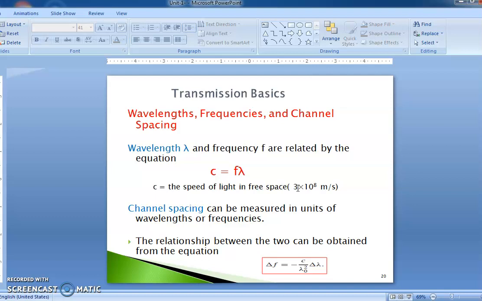Channel spacing can be measured in units of wavelength or frequency. The relationship between the two can be obtained by differentiating this equation. So you get Δf = −(c/λ₀²) Δλ. This is the relationship between the channel spacing, Δf, and the difference of the wavelengths, Δλ.